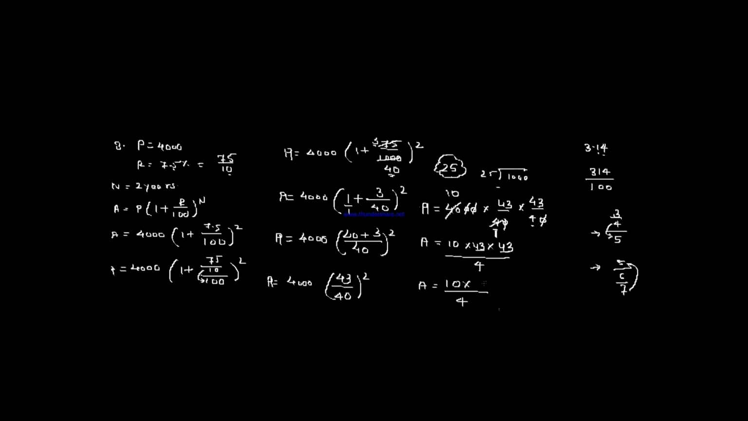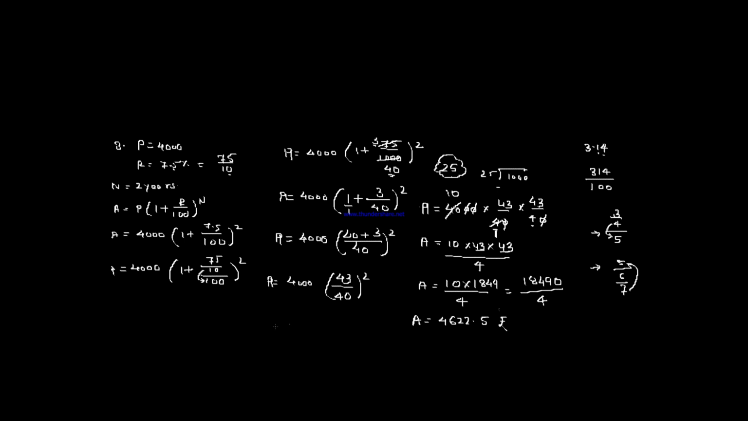So this 43 into 43 is coming as 1849. So the final answer will be 18490 divided by 4. Now you have to do this division. After doing the division, you will get the answer as 4622.5 rupees. So this is the final amount that we have to pay to the bank.